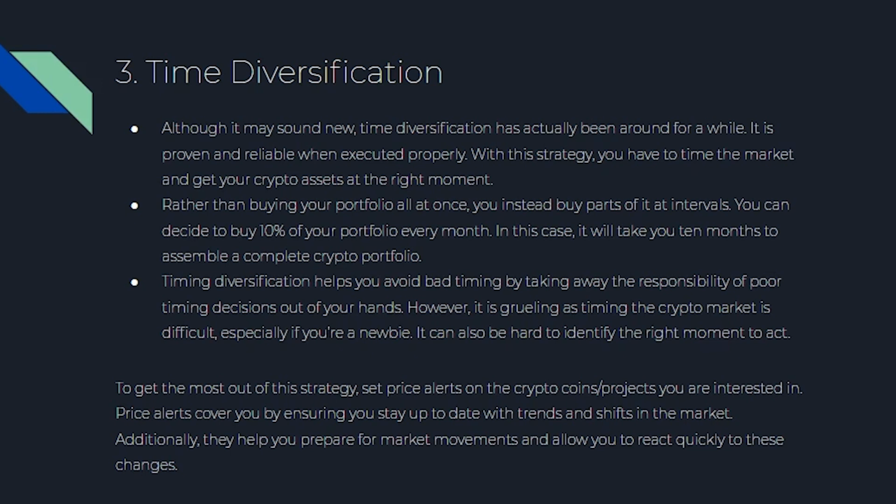So with this strategy, you have to time the market and get your crypto assets at the right moment. Rather than buying your portfolio all at once, instead you buy parts of it in intervals. So you can decide to buy 10% of your portfolio every month. In this case, it'll take you 10 months to assemble a complete crypto portfolio. By doing this, it helps you avoid bad timing by taking the responsibility of poor timing decisions out of your hands. However, it's grueling as timing in the crypto market is difficult, especially if you're a newbie, and it can be hard to identify the right moment to act. To get the most out of this strategy, I would suggest looking into price alerts.